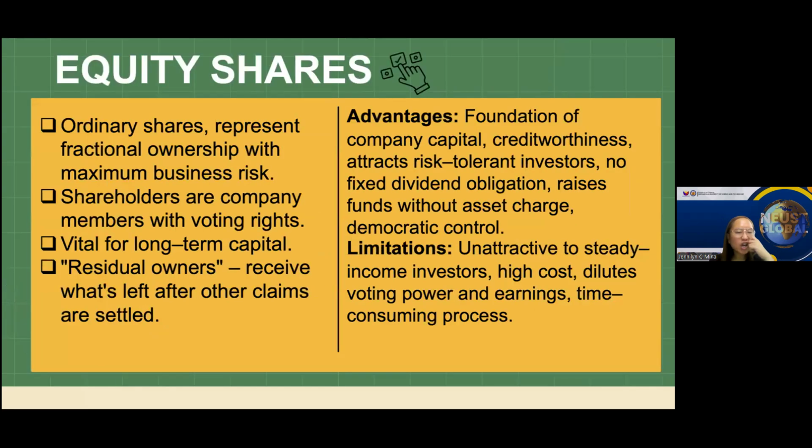Now we have equity shares. These are also called ordinary shares. They represent ownership in a company. If you own equity shares, you are a part owner and share in the company's risks and rewards. Key features of equity shares, as you can see: you have voting rights. Shareholders can vote on company decisions. There's no fixed dividend. Dividends depend on the company's profit. Higher risk, higher reward. Shareholders benefit when the company grows but may lose money if the company struggles.